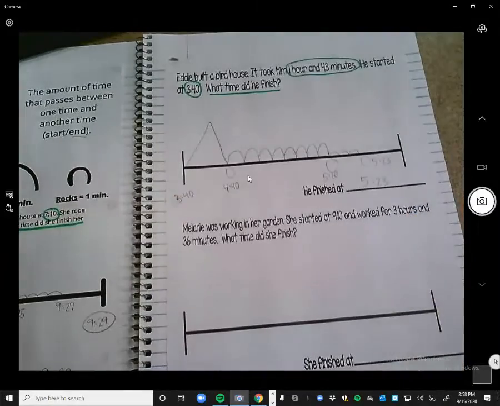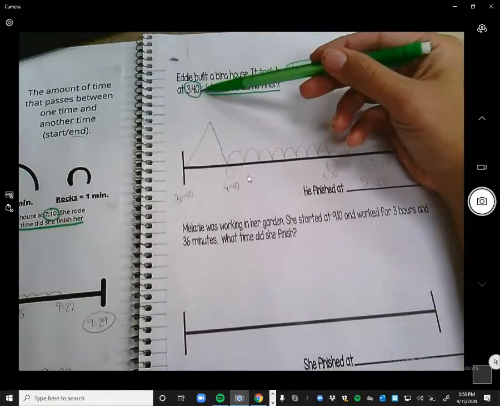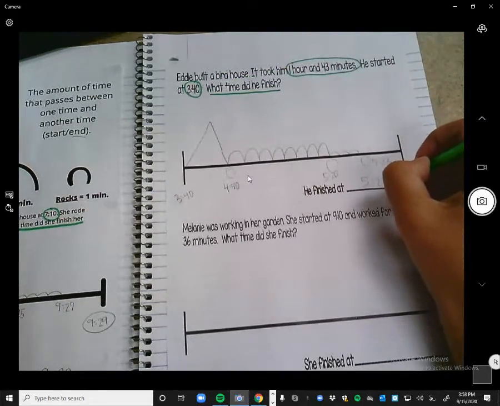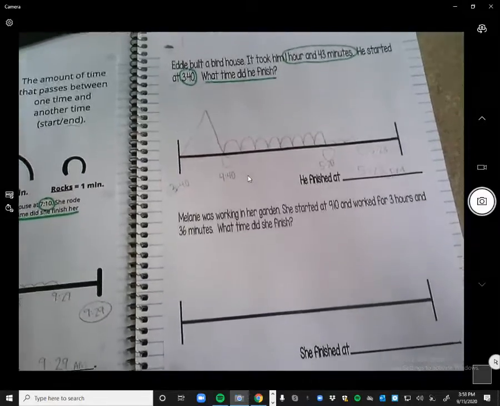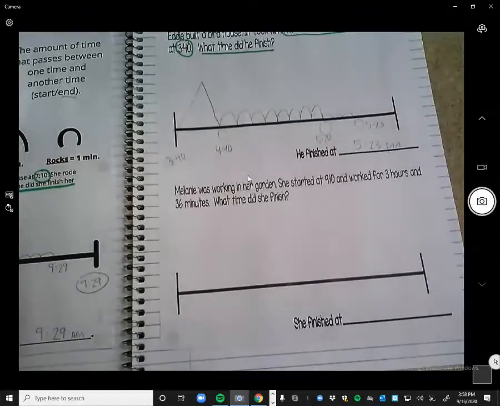Well, I don't know too many people that start building a birdhouse at 3:40 in the morning. Do you? No, so I think this one is PM. If you know of anybody who builds a birdhouse at 3:40 in the morning, tell them I think they're crazy. All right, we got one more to do together.